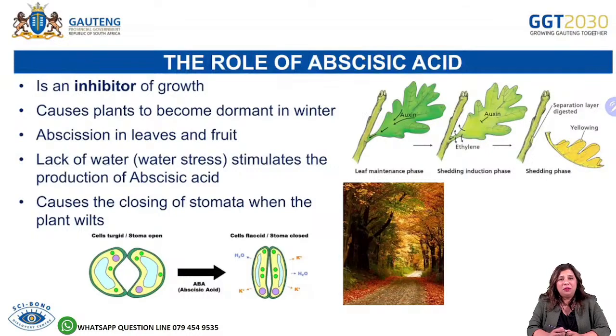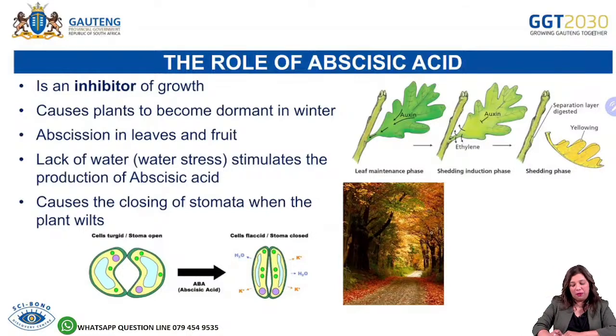Now, you know how we said that hormones help the plant to grow and develop, and they help for cell division and all of that. Not all hormones do that. We have something called abscisic acid. So what does abscisic acid do? It does almost the opposite. Let's see what it does.